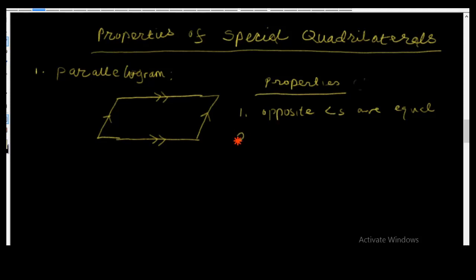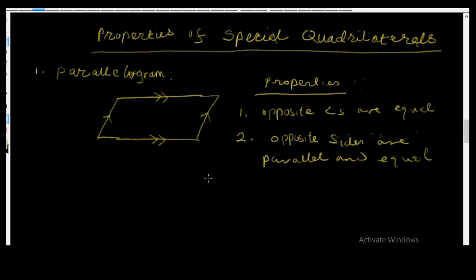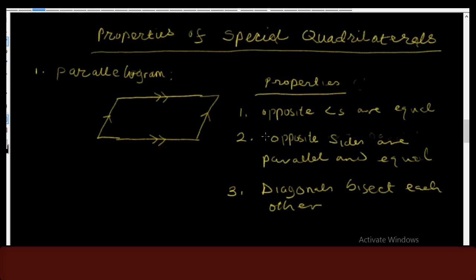The second property we're going to look at is that opposite sides are parallel and equal. And the third property is that the diagonals bisect each other. So we have: number 1, opposite angles are equal. Number 2, opposite sides are parallel and equal. And number 3, the diagonals bisect each other.